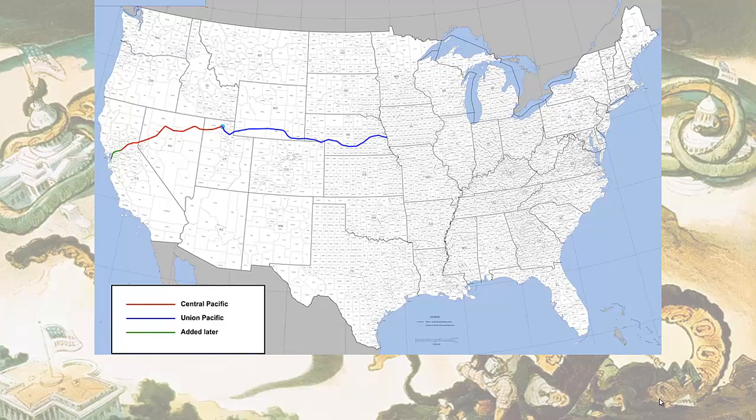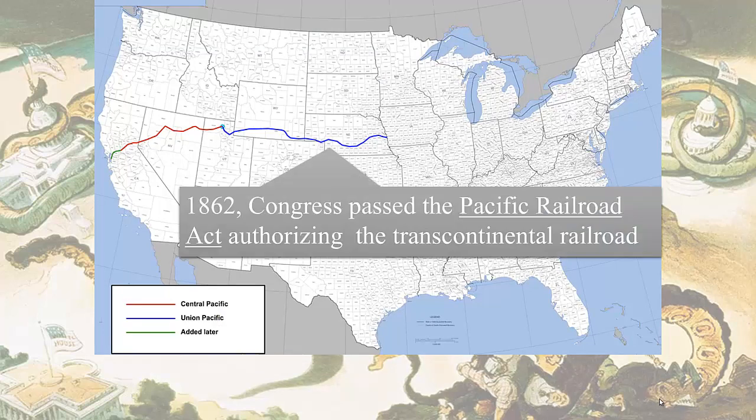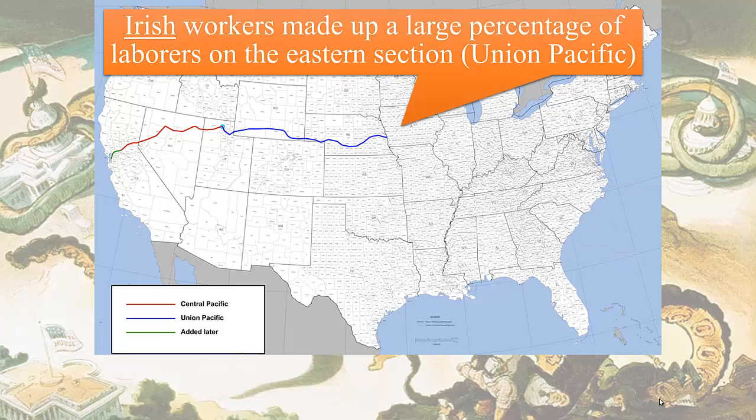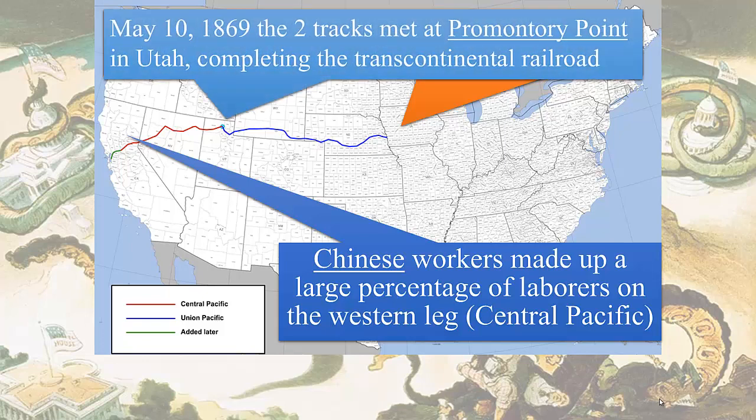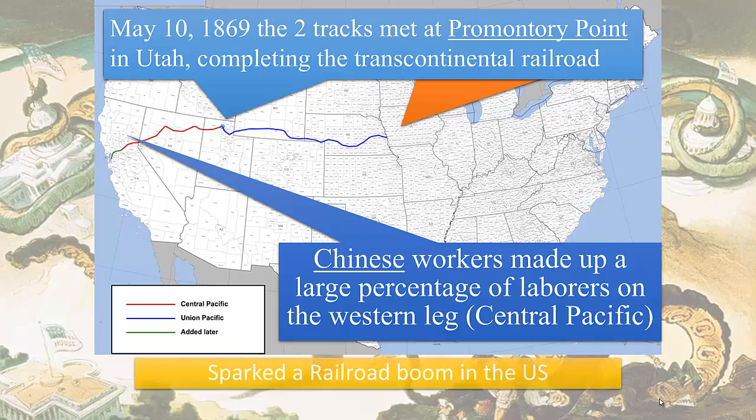All of this is made possible and fuels, pardon the pun, railroads, because in 1862 Congress had passed the Pacific Railroad Act authorizing the Transcontinental Railroad. Irish workers in the east built towards the west, making up the Union Pacific Railroad, and Chinese workers in the west started in California and worked their way east as part of the Central Pacific Railroad. And they met in May of 1869, 2 years ahead of schedule, at Promontory Point in Utah, and laid the Golden Spike, completing the Transcontinental Railroad.